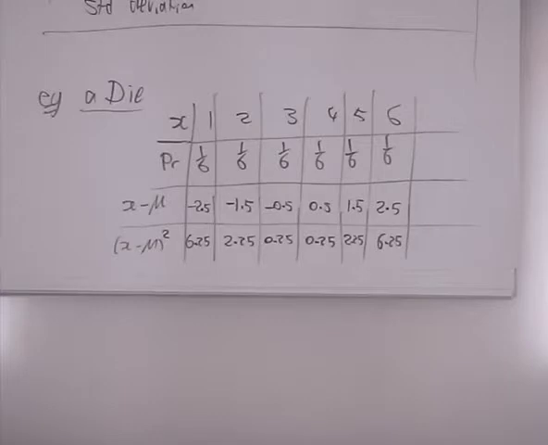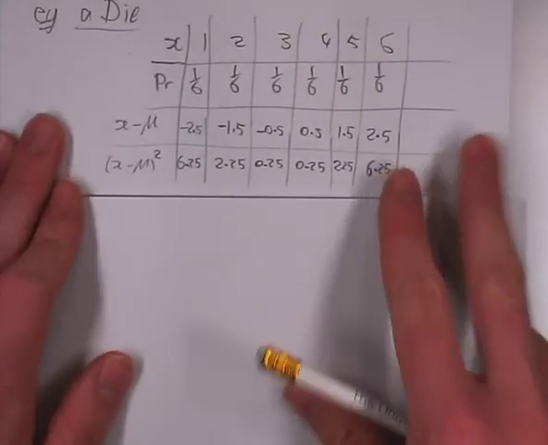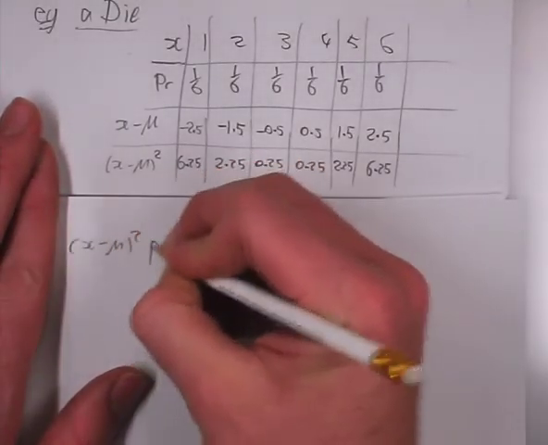It's probably fairly sad that I actually know what those answers are. And then I had to multiply them by their matching probabilities. So I've run out of space. So I'm up to here. So I need to do x minus mu squared times its probability.